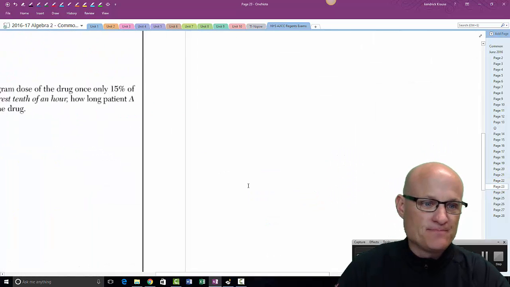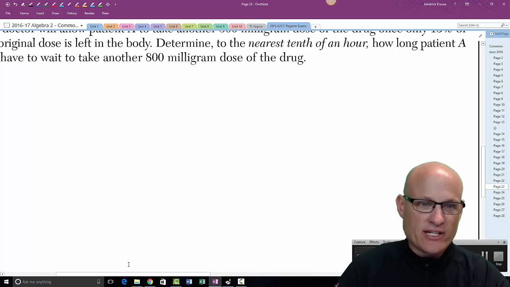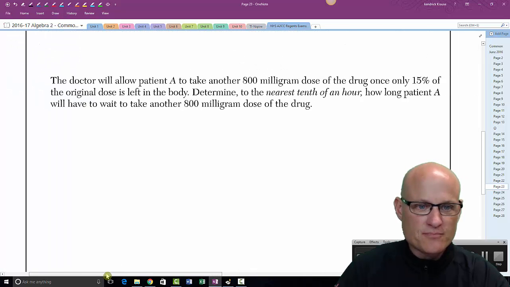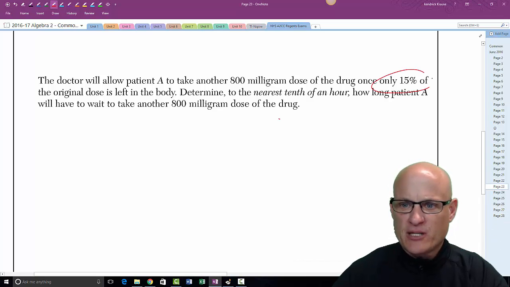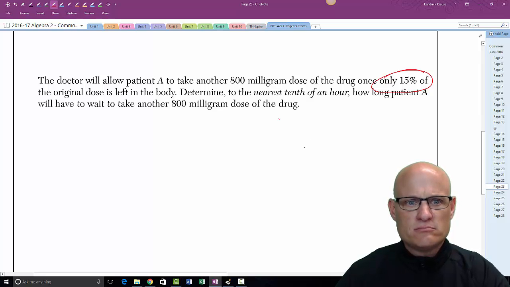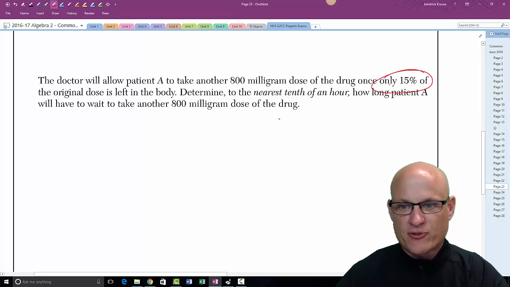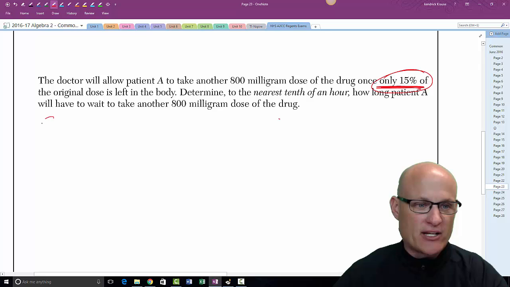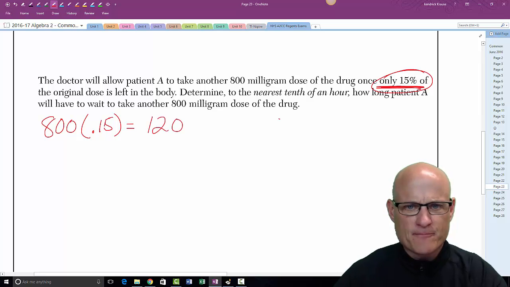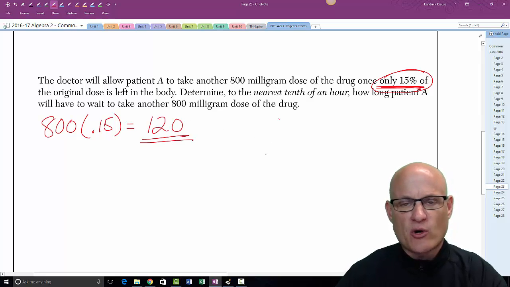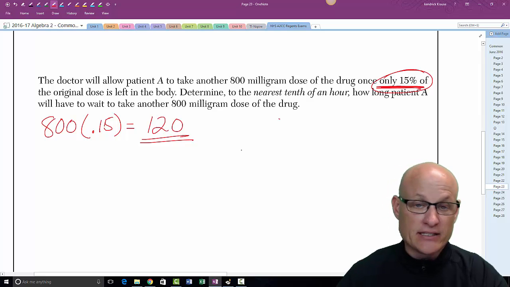And then the final one is actually kind of a nice question. I like this one. It said, when will a patient have only 15% of their drugs, because that's of the dose? Oh, this is when a patient gets to get another 800 milligram dose after they only have 15%. So the first thing you got to do is figure out what 15% is. So you take 800, you multiply by 0.15, and I believe that was 120. And you say, okay, when they have 120 milligrams left in their body, they can take another dose.